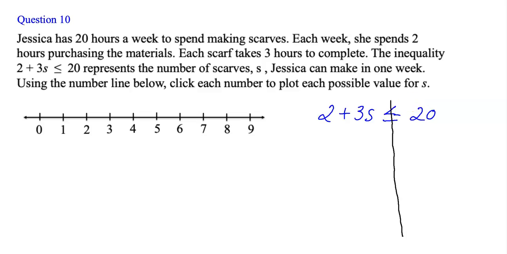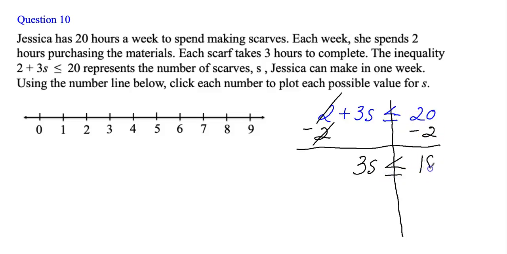So to do that, I will just subtract 2 here because I want this to go to 0. 2 minus 2 is 0. So I need to do the same thing on the other side of the inequality. I'll subtract 2 here as well. This goes to 0. We have 3s. I'll bring that down. Bring down this inequality. And 20 minus 2 is 18.